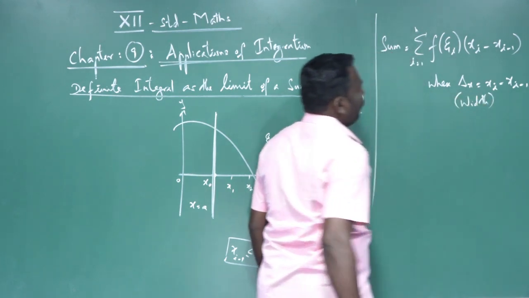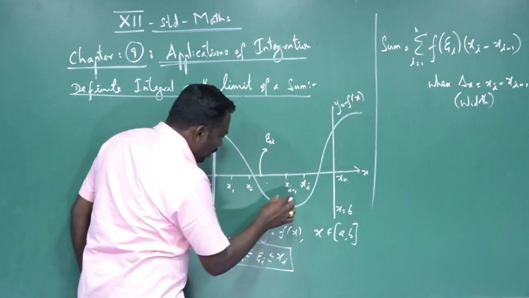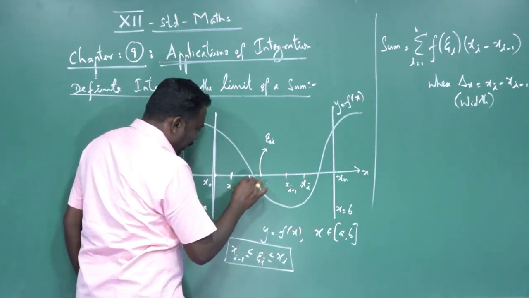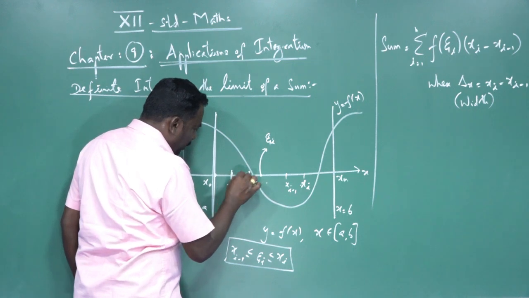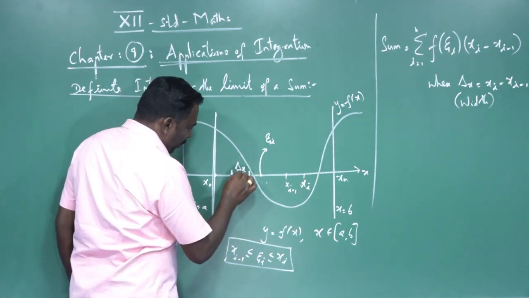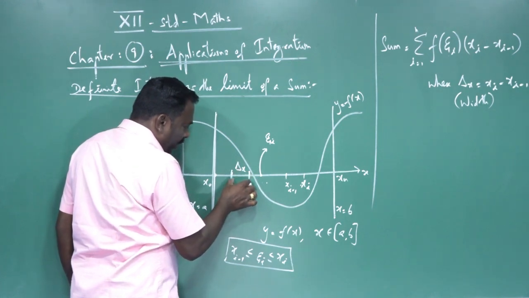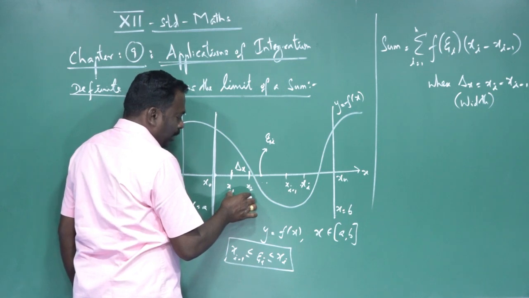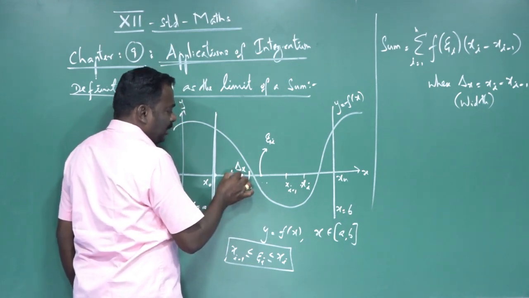Width of the interval: suppose the width between two different points x1 and x2, this difference is defined by delta x. We can define delta x as the width of the interval from x1 to x2.